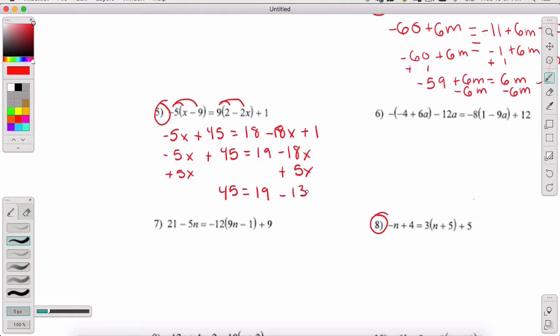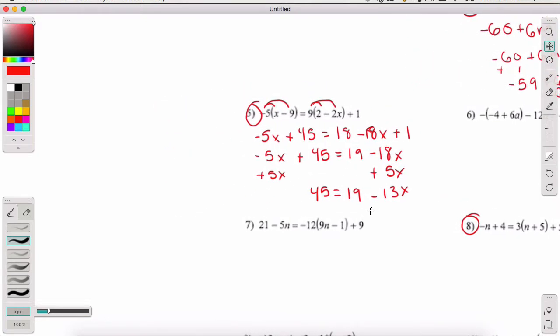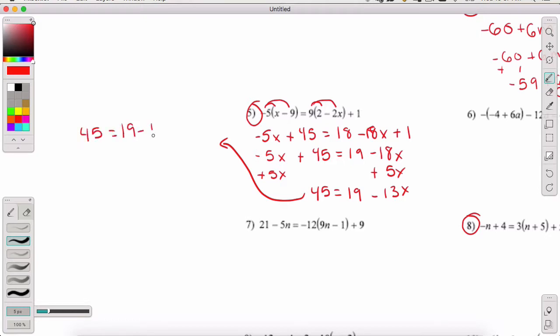minus 13x. Okay, and I'm running out of room again, so I'm going to move this over so we have some more space. This is all going to come over here. So I'm going to rewrite it. 45 equals 19 minus 13x. I'm going to combine my like terms, so minus 19 minus 19. And then I end up with 26 equals negative 13x.